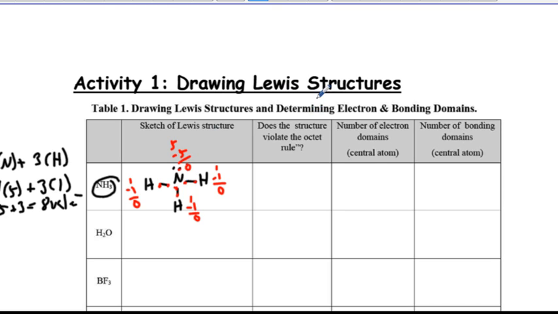Now, does it violate the octet rule? And more specifically, does the central atom violate the octet rule? If we take a look here, we count everything. So this is 2, 4, 6, 8. The nitrogen thinks that these shared ones belong to it. There's a total of 8. So there's no violation of the octet rule.